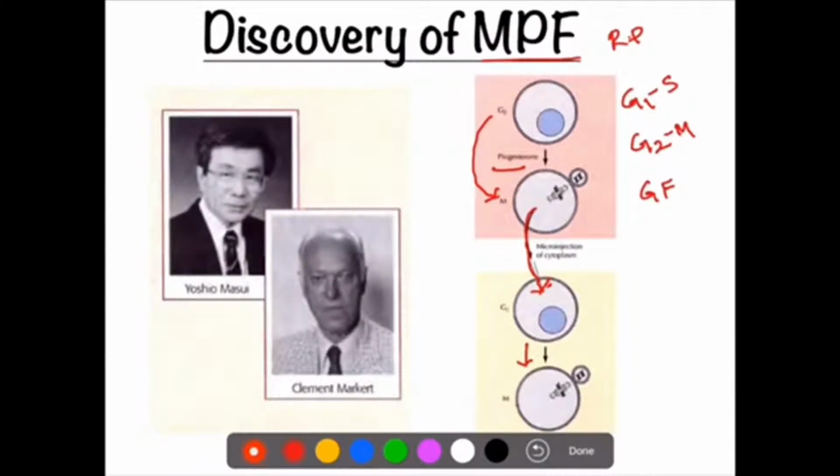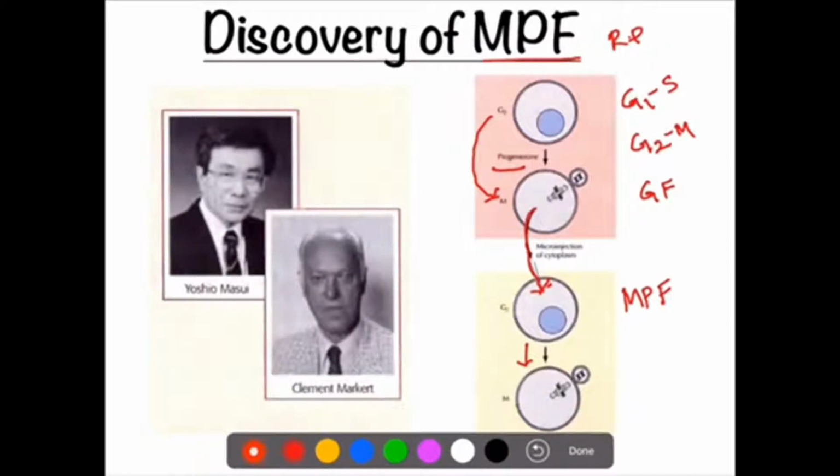Researchers found that the cytoplasm has some factors, and those factors make the cell enter into M phase from G2 phase in oocytes. That factor is called maturation promoting factor. This is how researchers identified this maturation promoting factor, which makes the cell enter into M phase from G2 phase in oocytes.